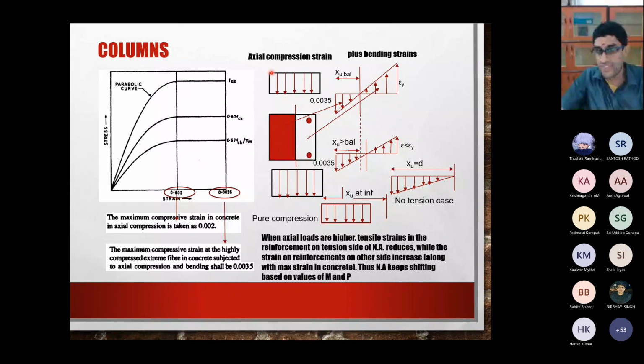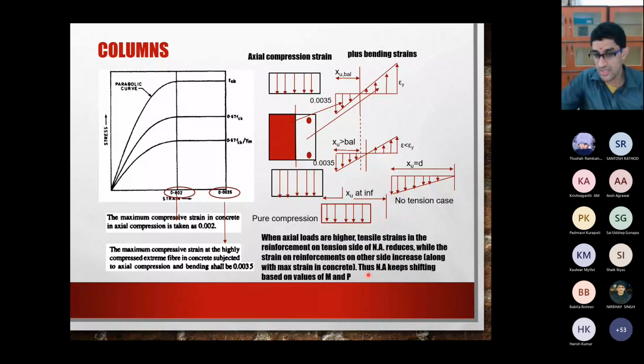It's a combination of this rectangle with this double triangle, and as this rectangle keeps becoming bigger and bigger, this triangle keeps becoming smaller and smaller. That is what reduces to this case at one point, and if it keeps increasing much larger, it becomes this. Basically you have just the rectangle. So when axial loads are higher, tensile strains in the reinforcement on the tension side of the neutral axis keep reducing, while the strain on the compression side keeps increasing till the point where you have 0.0035.